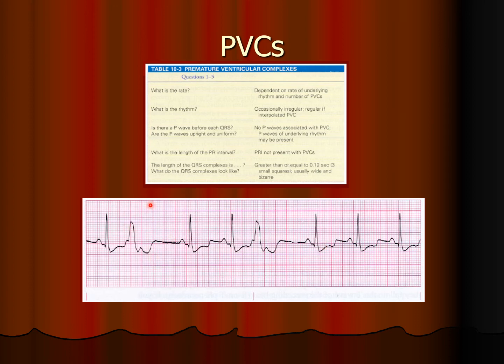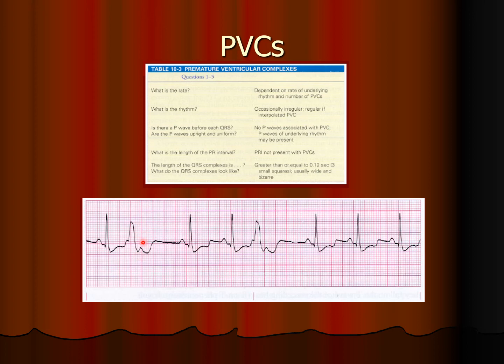A PVC is a premature ventricular contraction, meaning it happened before it was supposed to. It wasn't following the leader, and it happened early. The other thing that's bad about these particular PVCs is that they look wide and bizarre. These are definitely wider than our skinny QRSs over here. We got some junk in our trunk. This is way wider than this, okay? So this is a ventricular contraction. It came from the ventricle.